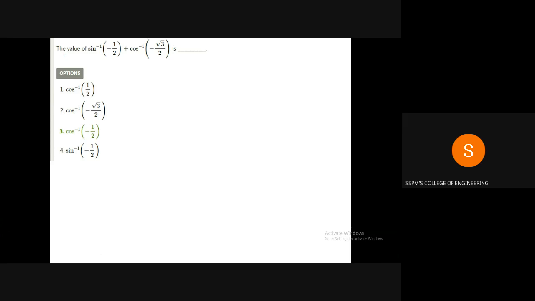First question is we have to find the value of sine inverse minus half plus cos inverse minus root 3 by 2. So here we need to know these two things. Sine inverse of minus theta is equal to minus sine inverse theta, and cos inverse of minus theta is equal to pi minus cos inverse of theta. You have to remember these two things.